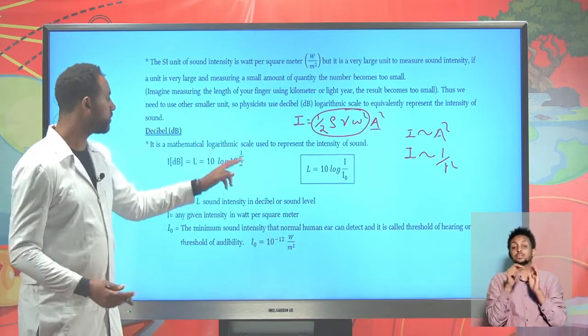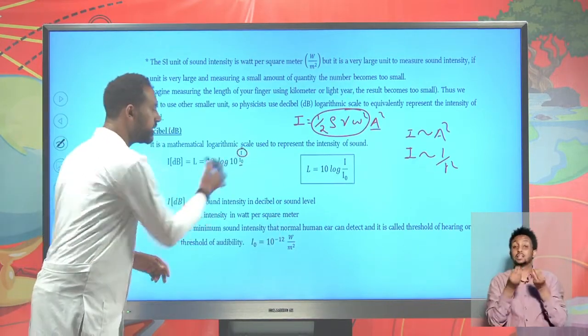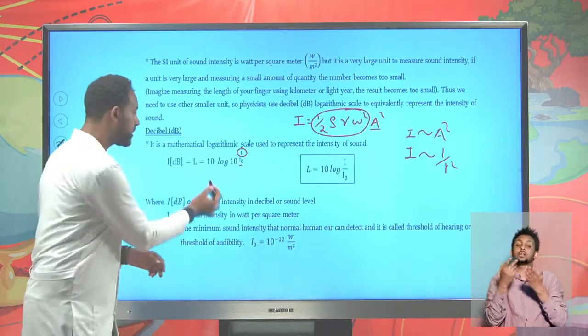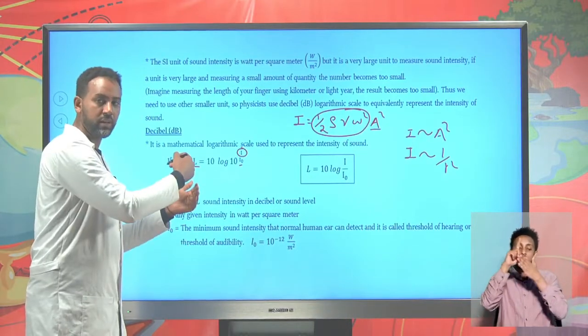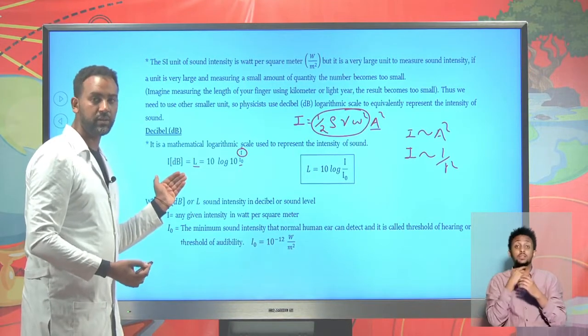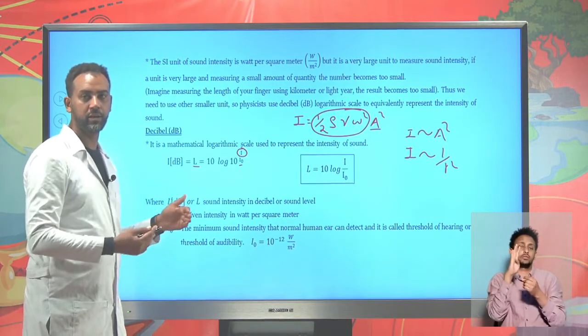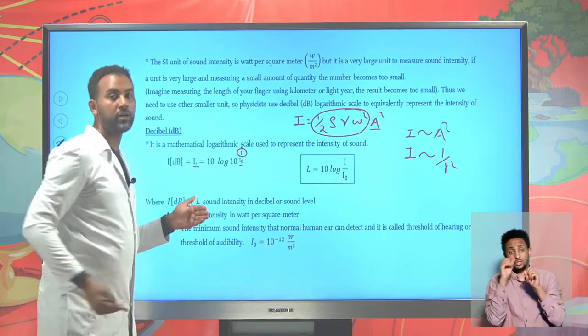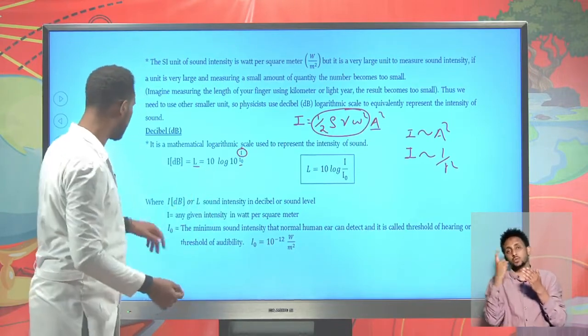So it's possible to convert any given intensity in watt per meter squared into its level or equivalent representation, or if it is given as a sound level like 80 decibel or 40 decibel, you can convert it into watt per meter squared. Okay, keep this in your mind.